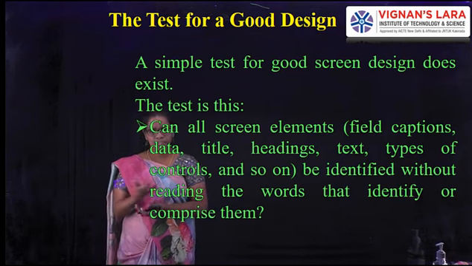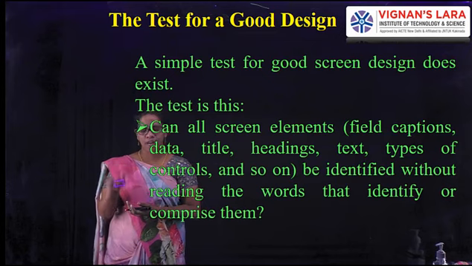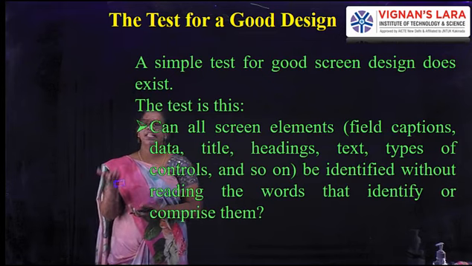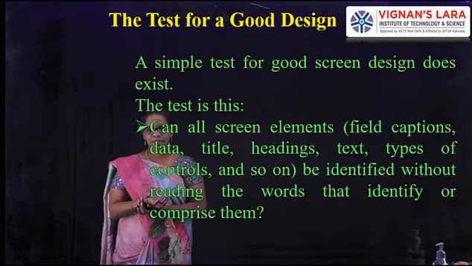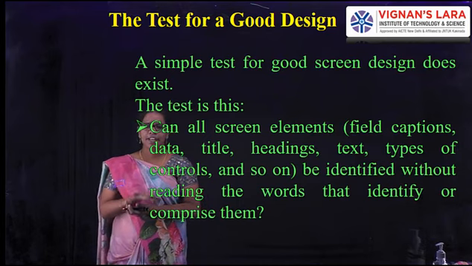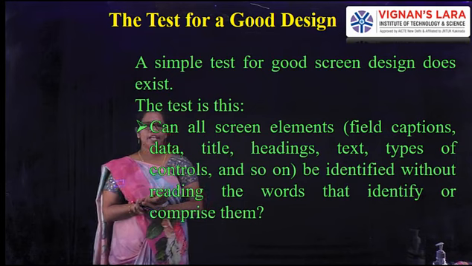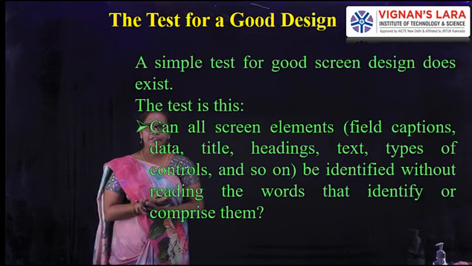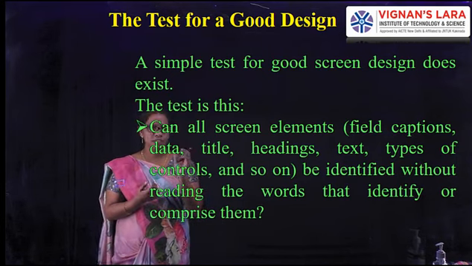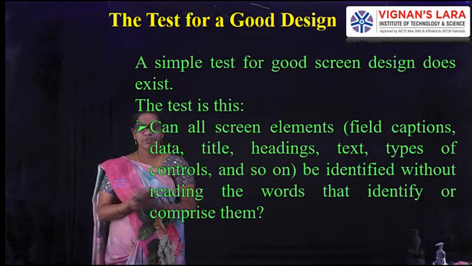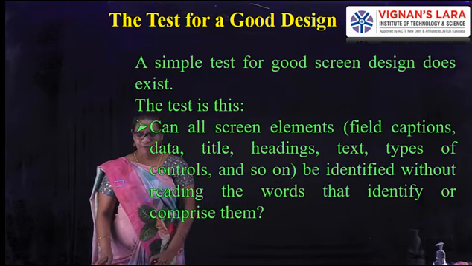So if the icon is modified, that means the My Computer icon, whatever it was previously, is changed to some other icon, can you identify it? No, you can't. So that is the first test: can all screen elements be identified without reading the words that are displayed, that means the label, without reading the label?